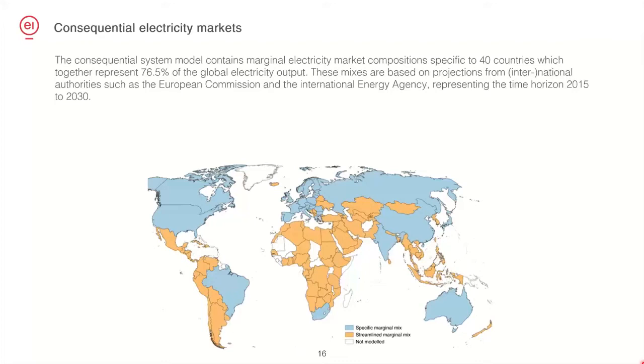And for the countries that are shown in orange, a rest of the world mix was created. This mix was calculated by the current policy scenario from the International Energy Agency. And then all the countries here in blue were subtracted, so that those were not in some way double counted.